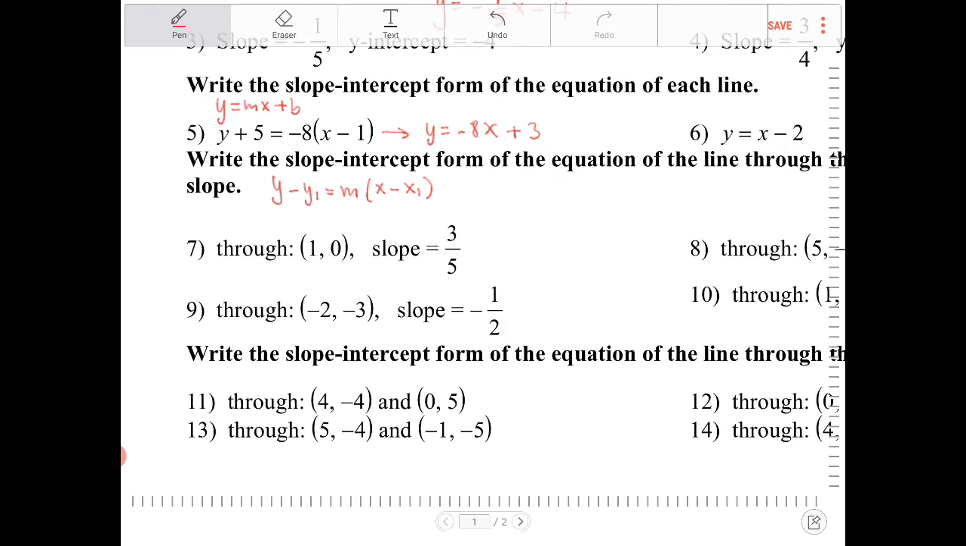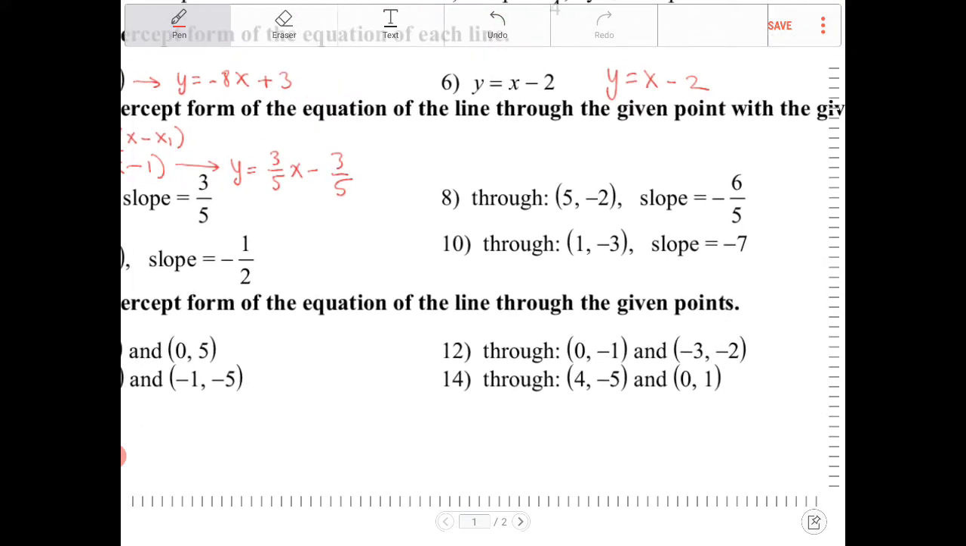So what I'm going to do now is substitute the points in. So I have y minus 0 is equal to 3/5 times x plus 1. And by rewriting this, this will end up being y equals 3/5 x minus 3/5. So this is the equation of the line in slope-intercept form. But again, for all of these, 7 through 10, I recommend that you write it in point-slope form first, okay?